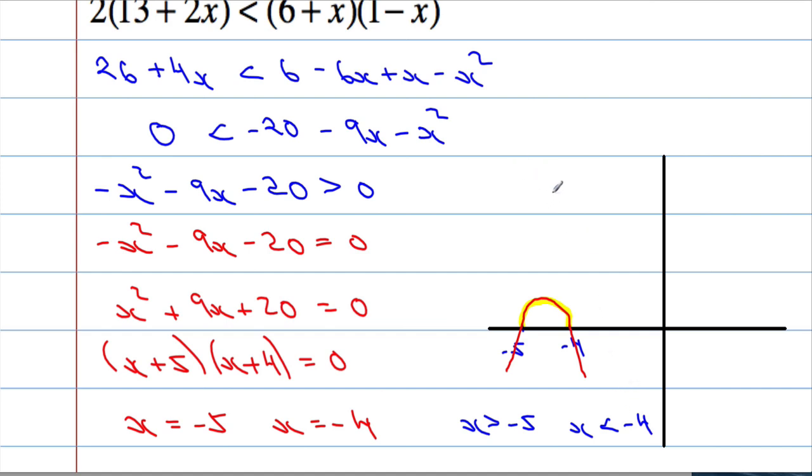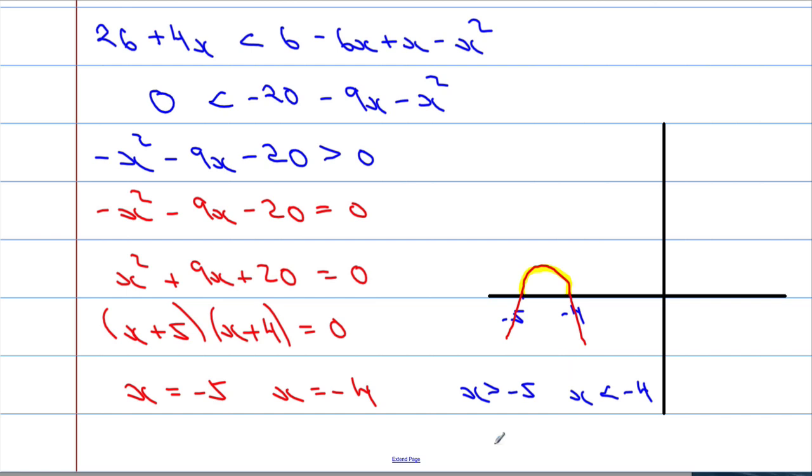So, which means that we can combine this into one. We say that negative 5 must be less than x, but x in turn must be less than negative 4. And any value in there will satisfy the original inequality.